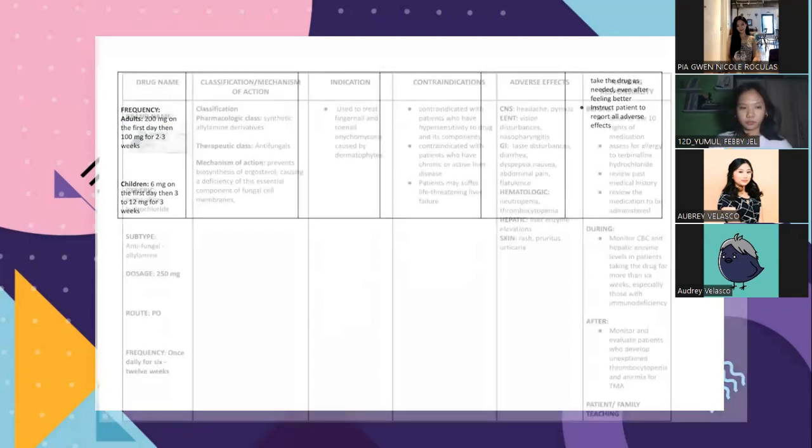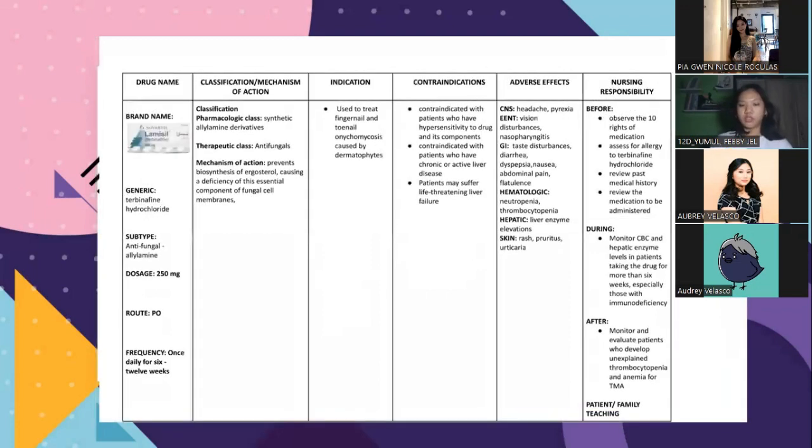Next slide. So here we have terbinafine hydrochloride, which is a subtype of antifungals from the brand Lamisil. It's an allylamine that prevents biosynthesis of ergosterol, causing a deficiency of this essential component of fungal cell membranes. Its dosage is 250 milligrams in an oral route and is usually administered once a day for 6 to 12 weeks, depending on the infection.